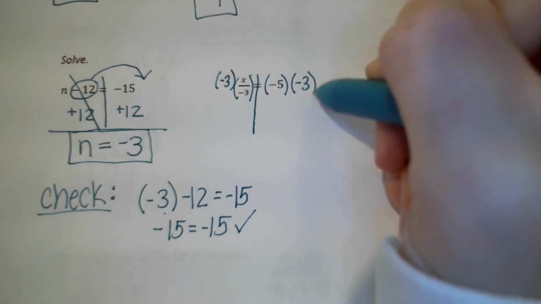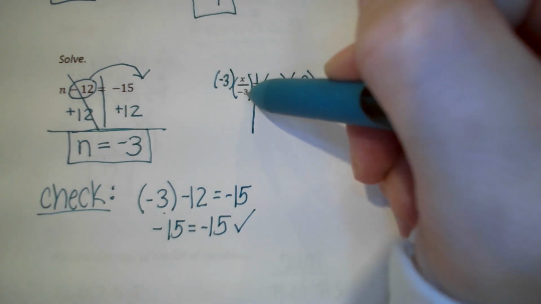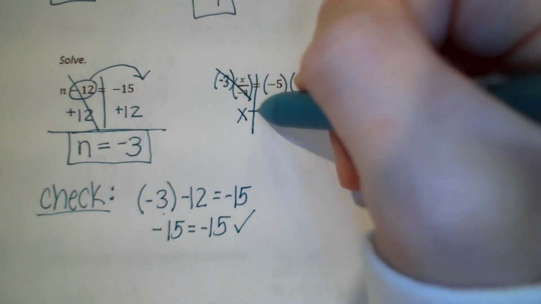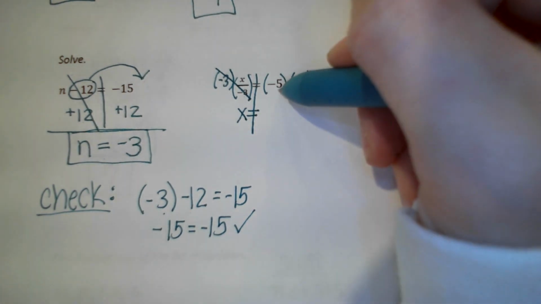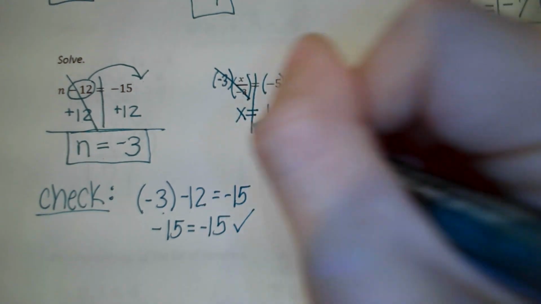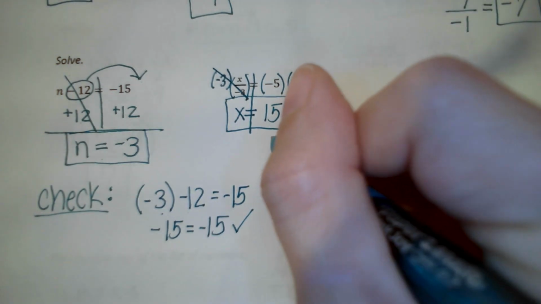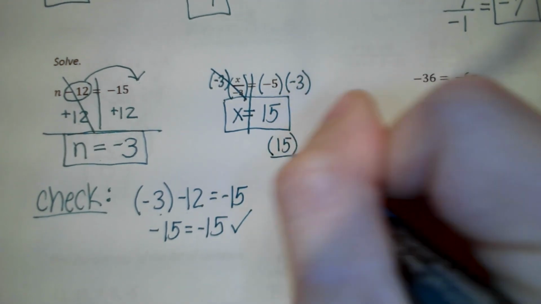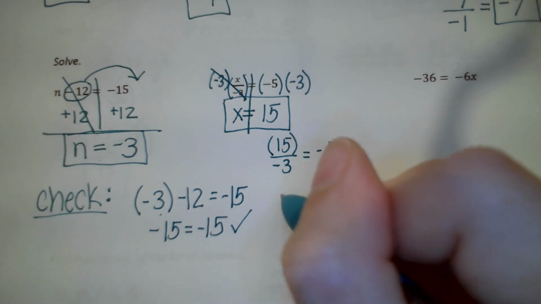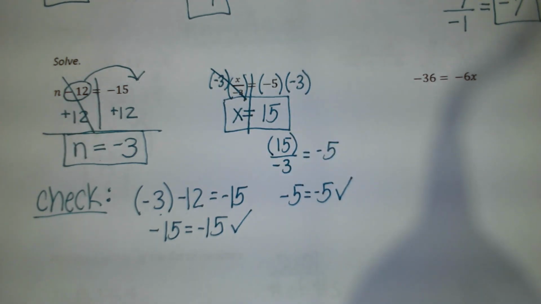And remember, we do that on both sides. Now, multiplying by -3, we're multiplying by the reciprocal, so that cancels out and leaves just x. Then we bring down the equal sign, and then -5 times -3 is +15. So x equals 15 would be our answer. Now to check it, I'm going to substitute 15 over -3. Then simplify it. 15 divided by -3 is -5. And that is a true statement. So we know our answer is correct.